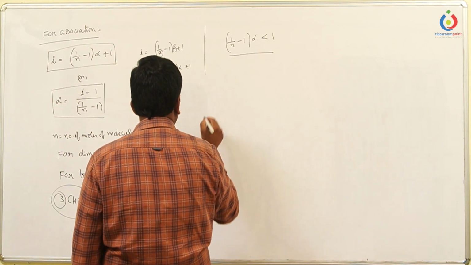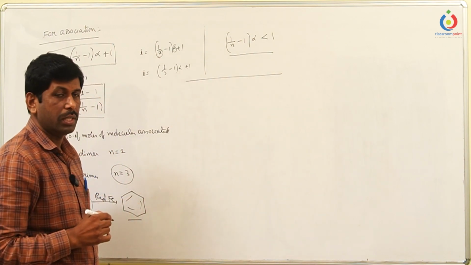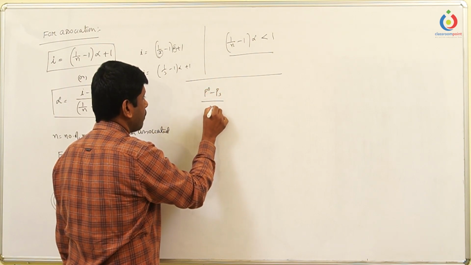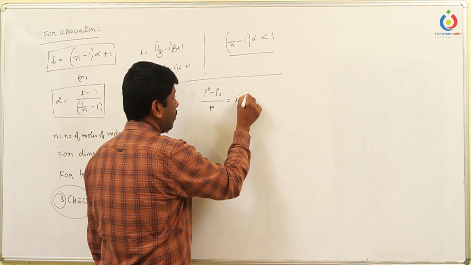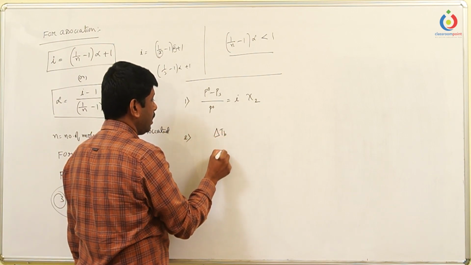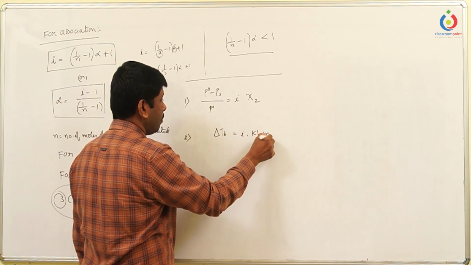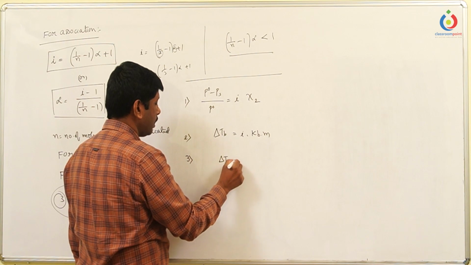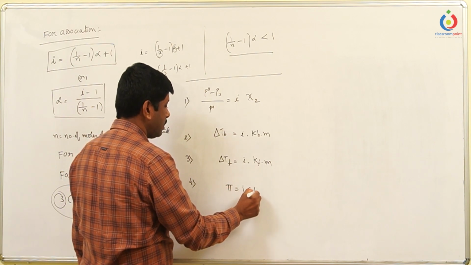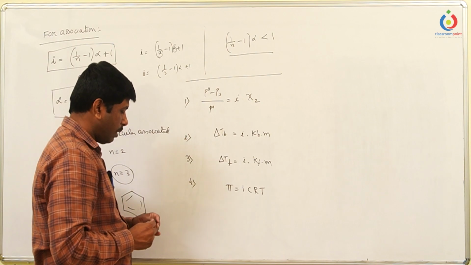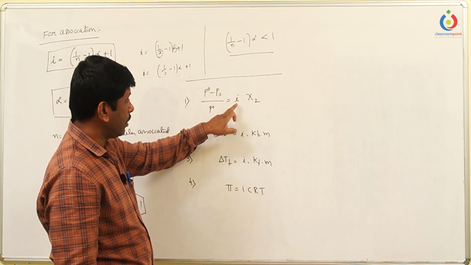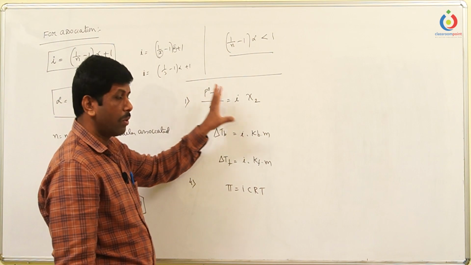Now let us see how to introduce this Van 't Hoff factor into the colligative properties. For relative lowering of vapor pressure, (P0 - Ps)/P0 equals Van 't Hoff factor i into mole fraction of the solute. Similarly, elevation in the boiling point, delta Tb equals i into Kb into molality. Delta Tf equals i into Kf into molality. And pi equals iCRT. For association, this type of formula has to be used, and we have to introduce it in these calculations, and later do the calculation.